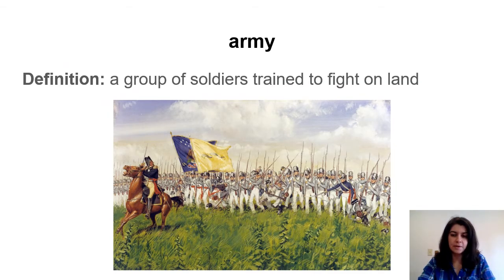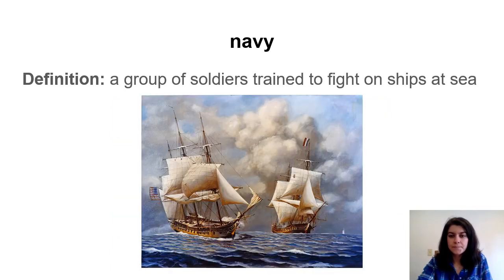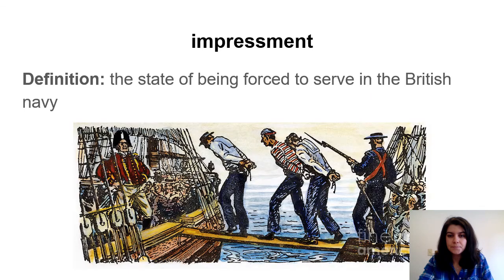Here's some important vocabulary we'll see on the next page. This word is army. An army is a group of soldiers that are trained to fight on land. That's different from the Navy. The Navy is a group of soldiers that are trained to fight on ships at sea. This word is impressment. We talked about this in our introduction. Impressment is the state of being forced to serve in the British Navy. So that was when the British Navy was forcing people to serve on their ships.